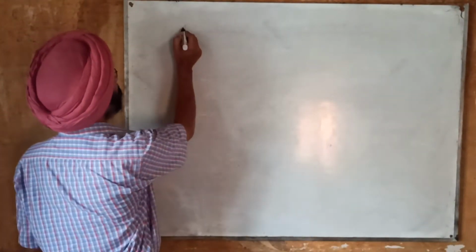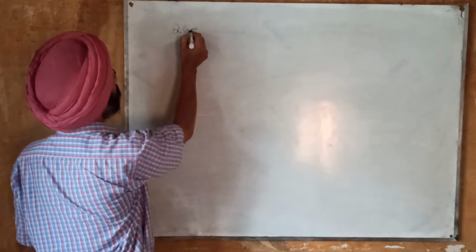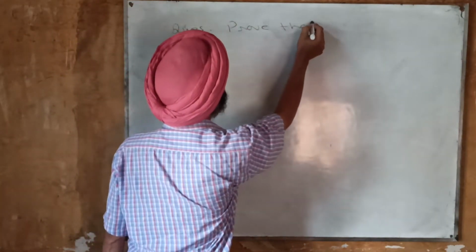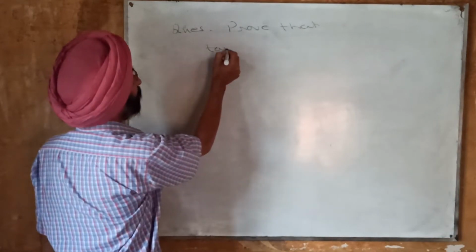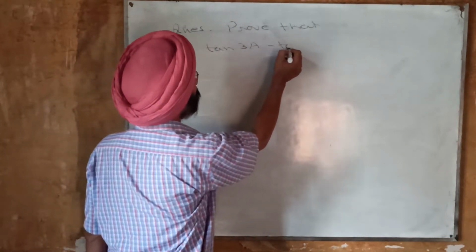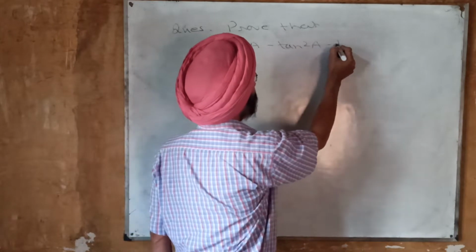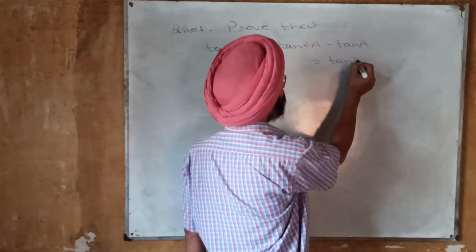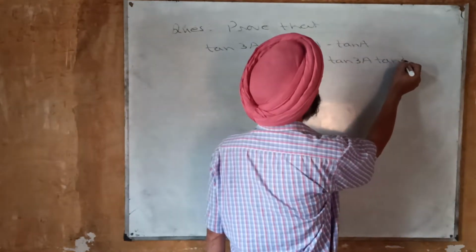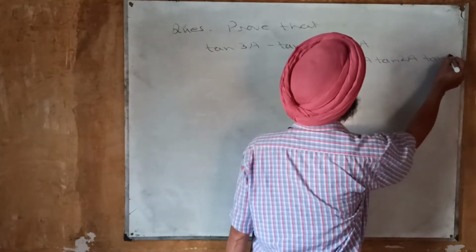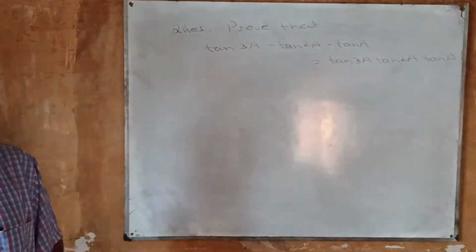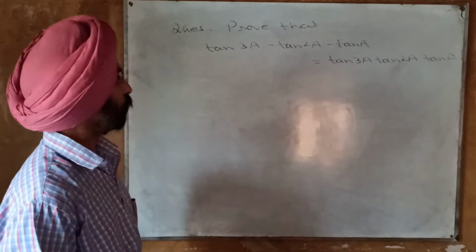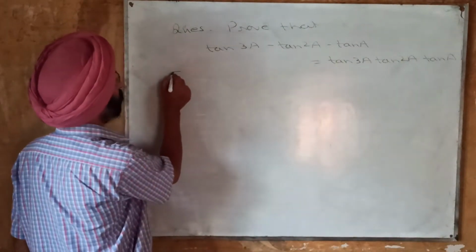Another important question is: prove that tan 3A minus tan 2A minus tan A is equal to tan 3A tan 2A tan A. This we are to prove, and this is another very important question. So how to solve it? The solution is not difficult once again.